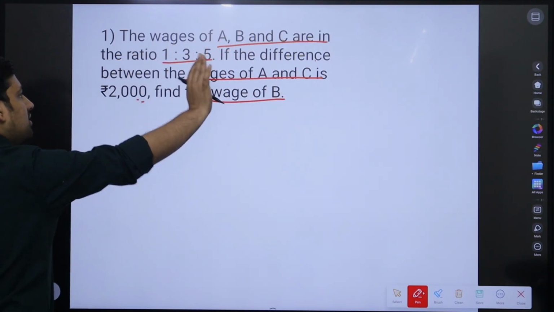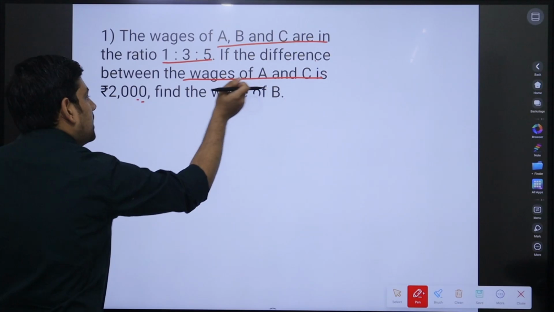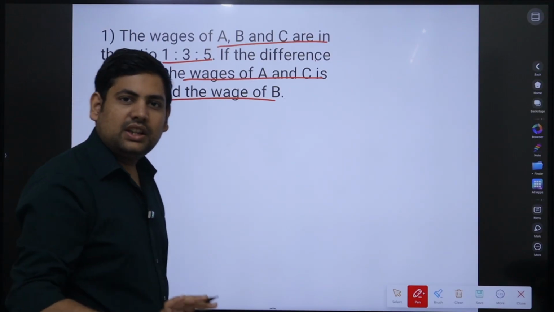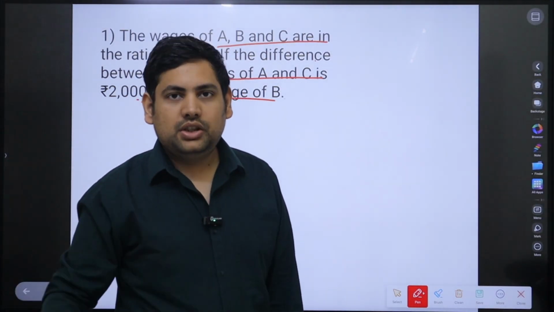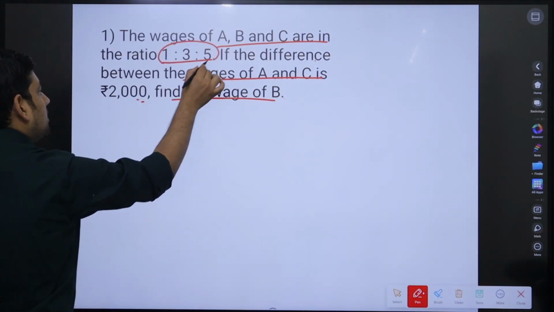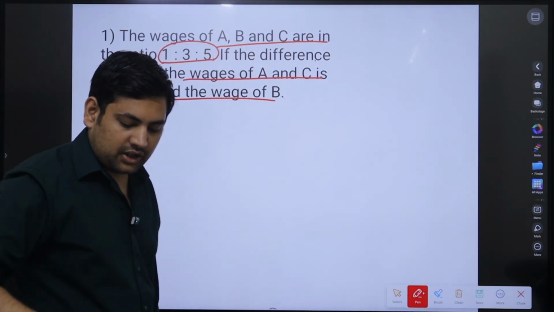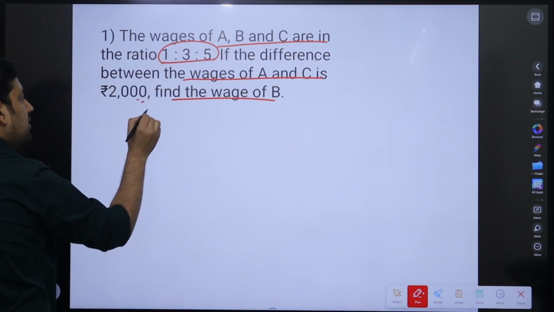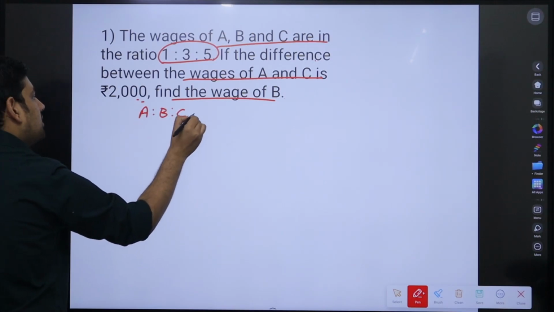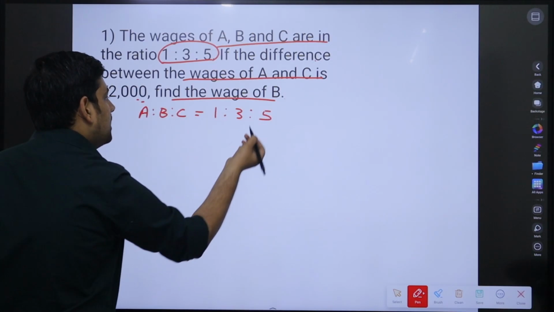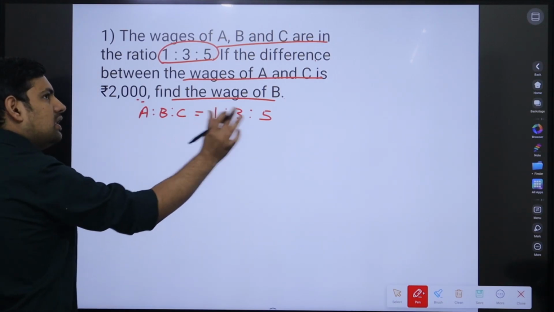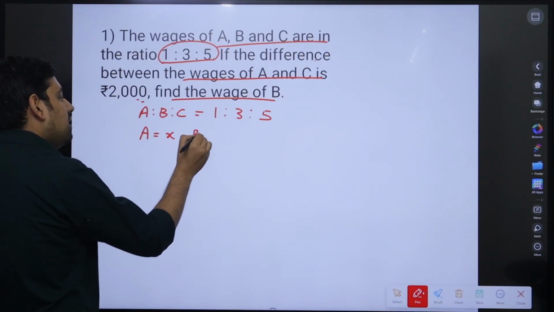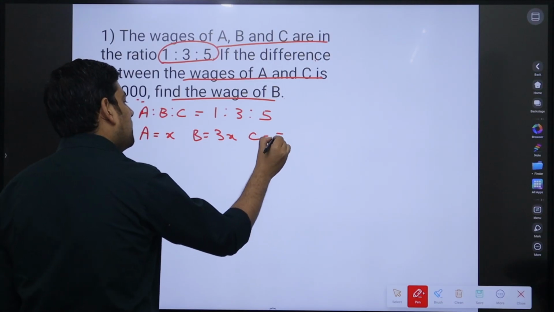So wages of A, B, C are in ratio this. Now first let me tell you the normal method. How will you do it? Whenever some ratio is given to you, here the ratio is 1:3:5, the first thing that you do is you add one variable to it. You assume their values with a variable, because this is a ratio. So A may be equal to x, B may be 3x and C may be 5x.